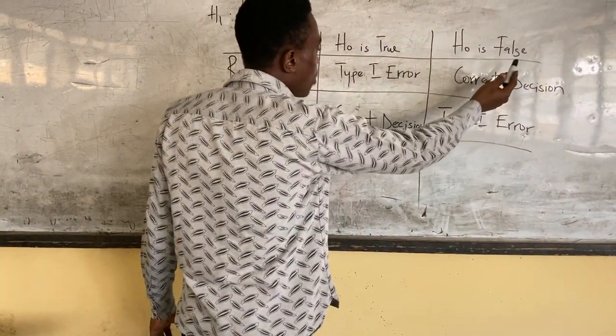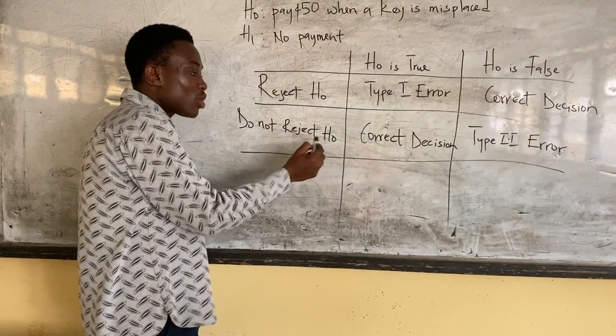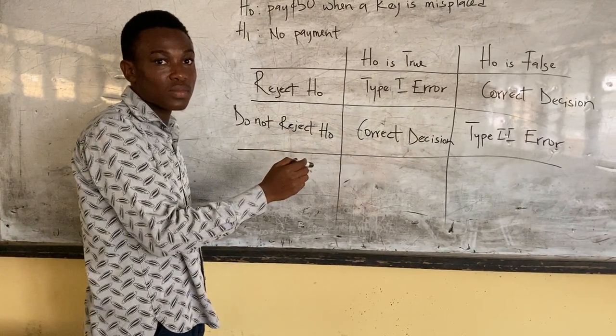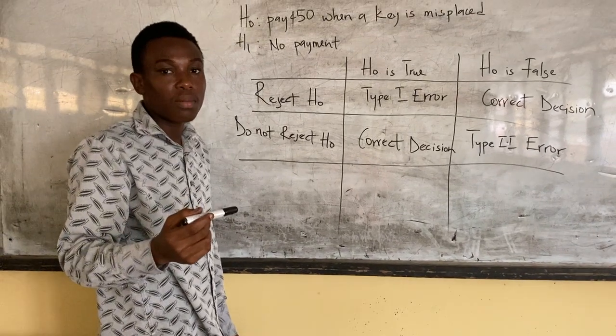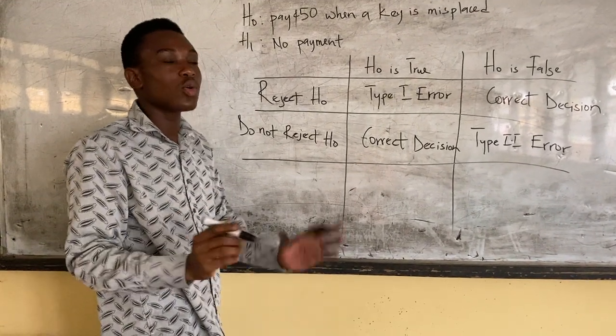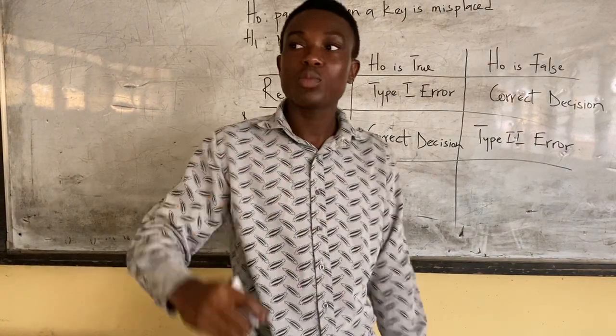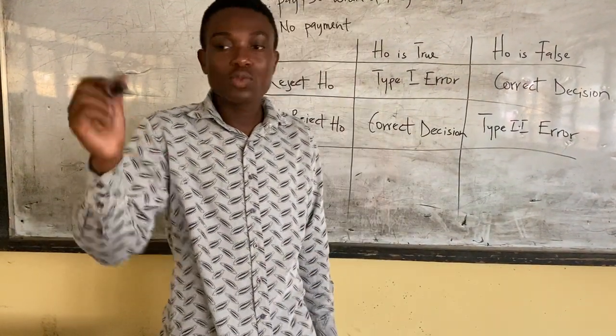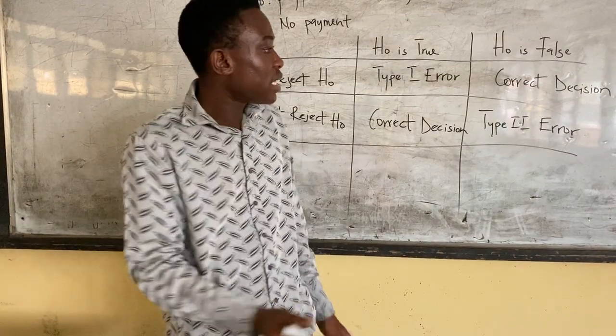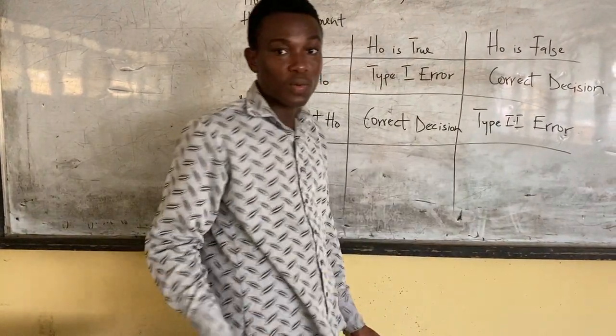that is, this is false, the null hypothesis is false. And then you are not rejecting the null hypothesis. As it is false, you are supposed to reject it. But you are not rejecting it. You are saying, oh, this student has not misplaced the key, but this student must pay. Then you are committing a type 2 error.